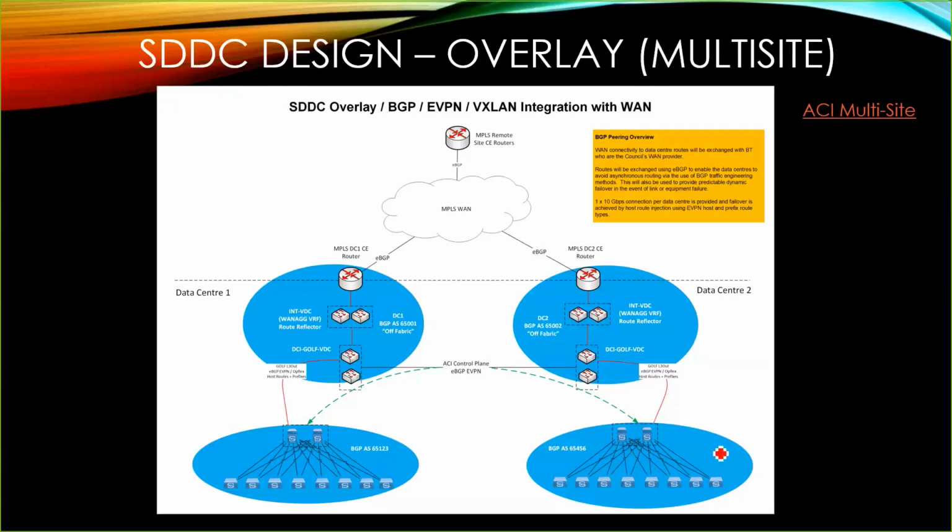So, what else do I want to talk about here? If you see in the diagram, the red lines going from the BGP fabrics to the DCI GOLF VDC, those are physical IP transit routed links, layer 3 outs. The green dashed line is the ACI control plane. So that's the EVPN, which basically communicates which servers reside in which data center.